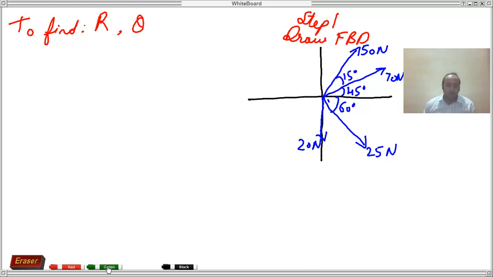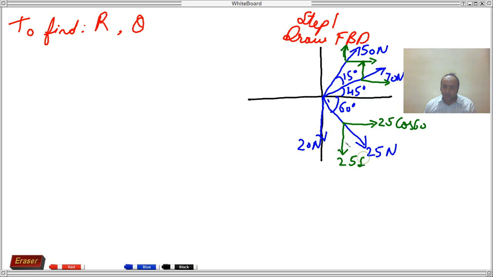Now we are going to resolve the forces one by one. As you can see, here it will be resolved as the x component, here it will be resolved as the y component. The same case for this, here it will be resolved for x and here for y. Same way over here, here for x and here for y. I can write down the resolved components. Here it will be 25 cos of 60 and 25 sin of 60.